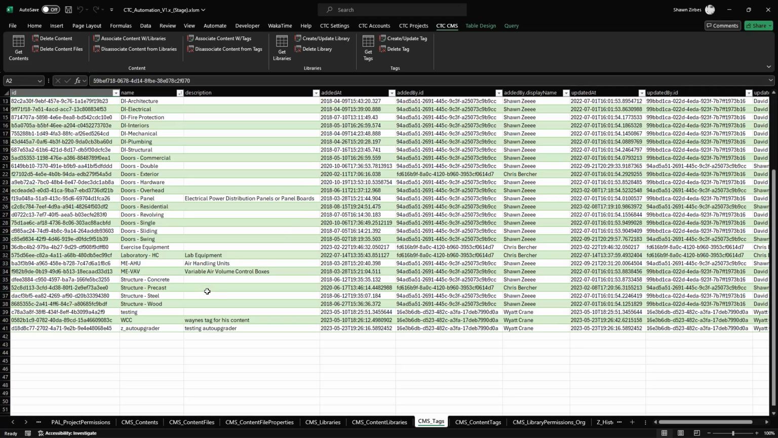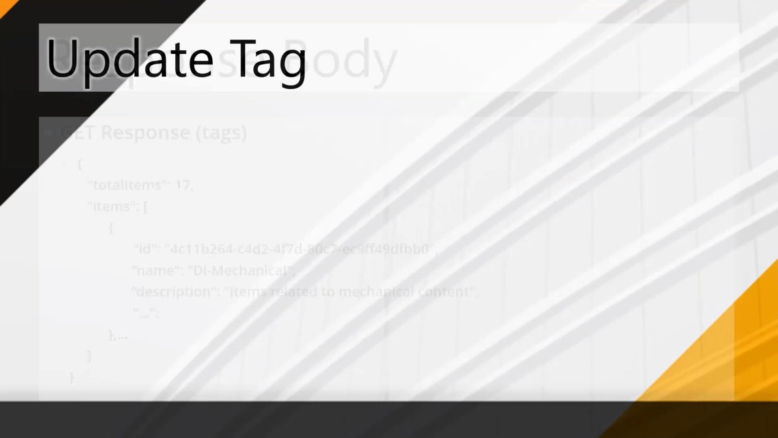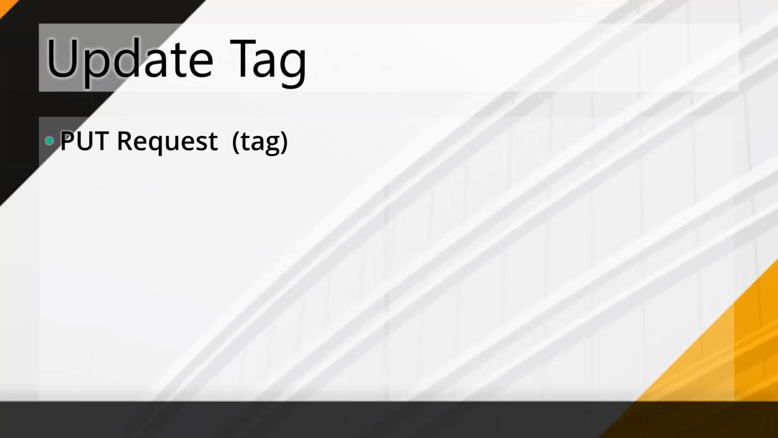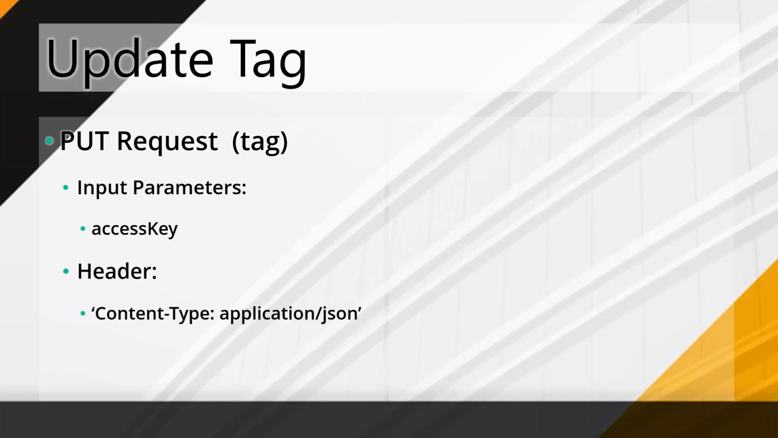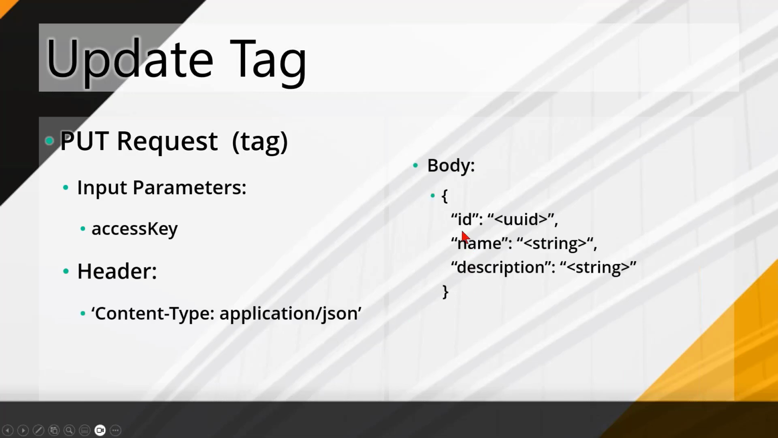And I can go ahead and use this information with these IDs or with just building a bunch of new tags using the create update process here as I've done before. So an example with the create update here, it's a put request. We've done this before. There's some input parameters. There's an access key that you have to use for the put request. There's a header, and then there's a body that gets pushed. And for the body, it is an ID, which is optional if you're making a new tag. And then there's a name and a description if you're trying to update an existing tag.